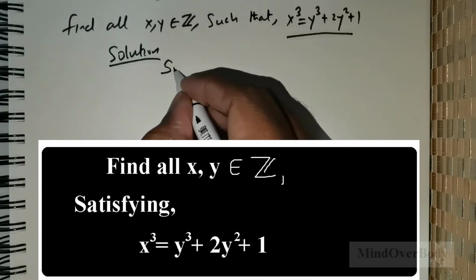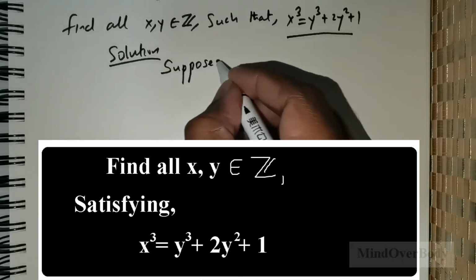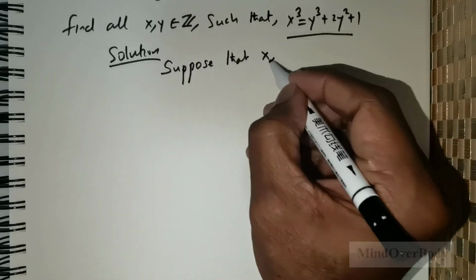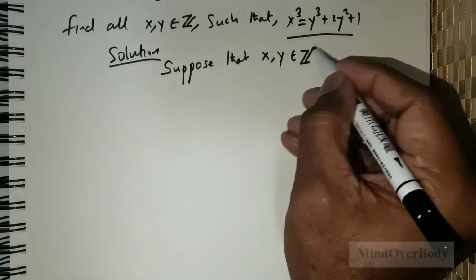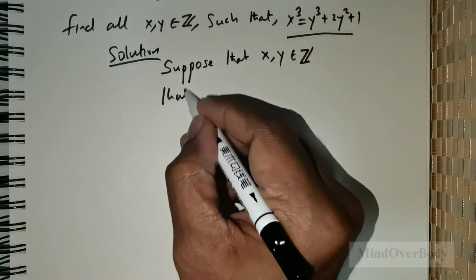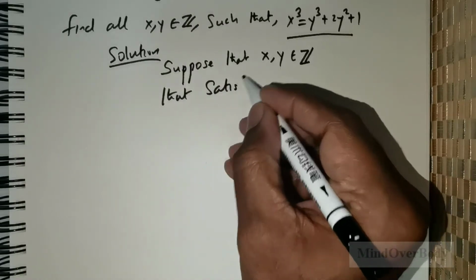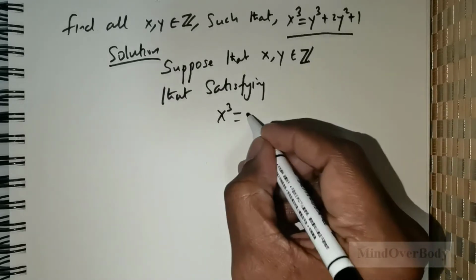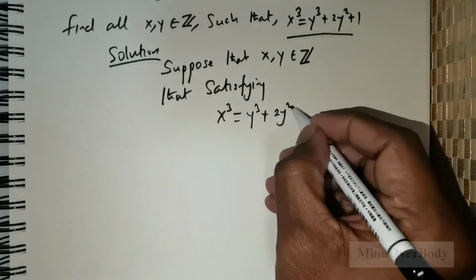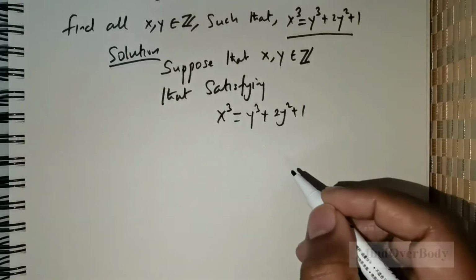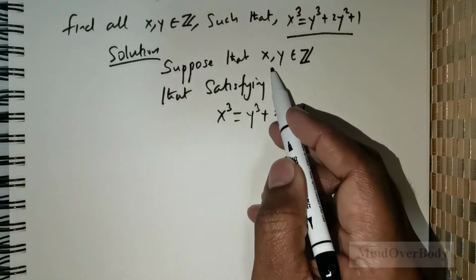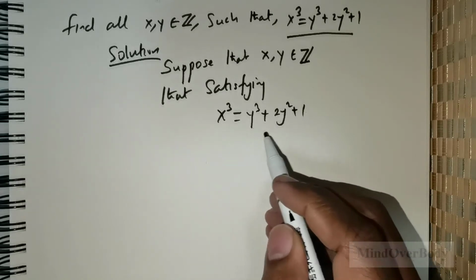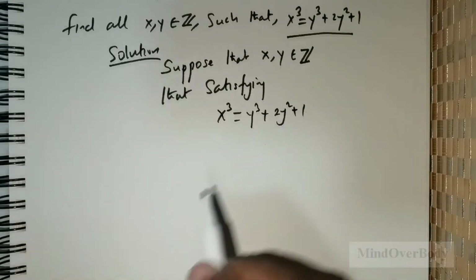Now, foremost, we would start off by assuming that there is indeed an x and y, elements of the integers, that satisfy the relationship x cubed is equal to y cubed plus 2 times y squared plus 1.